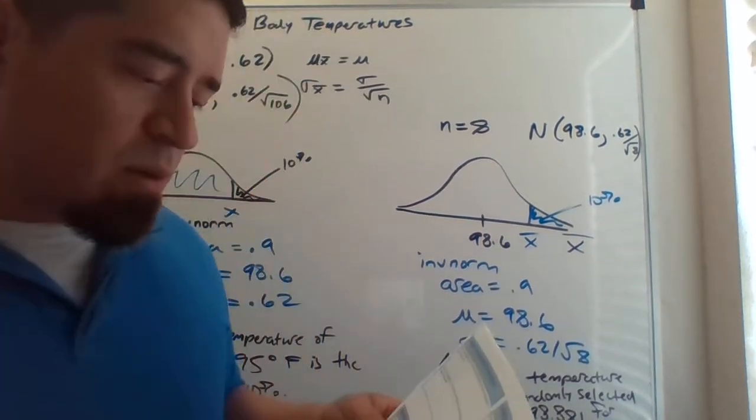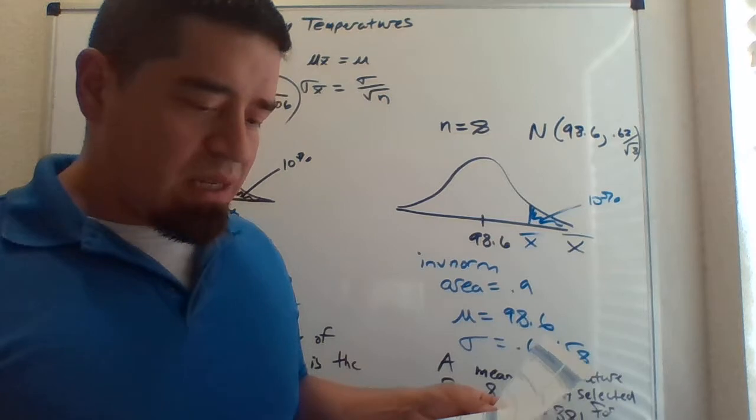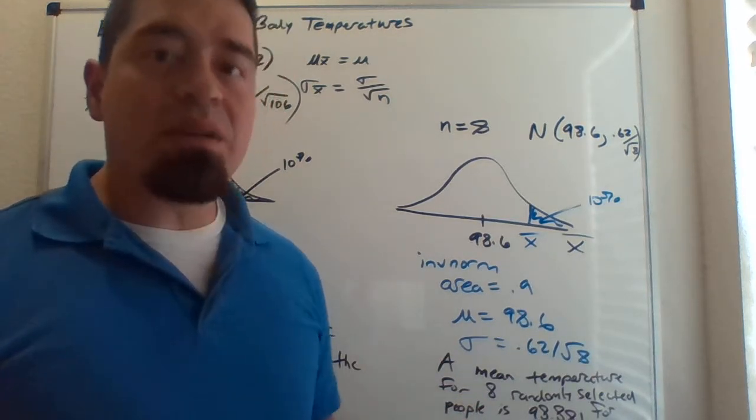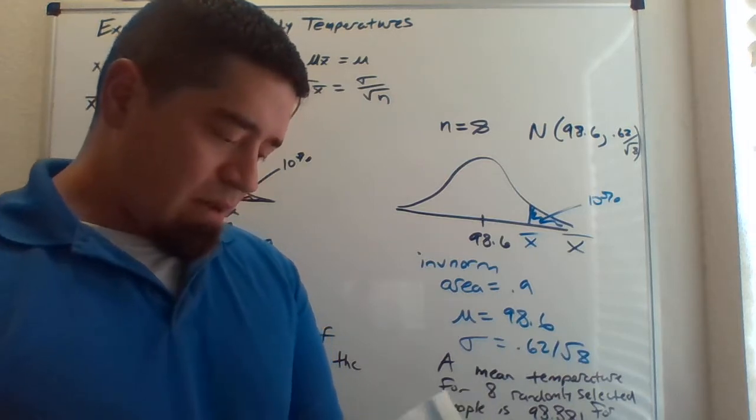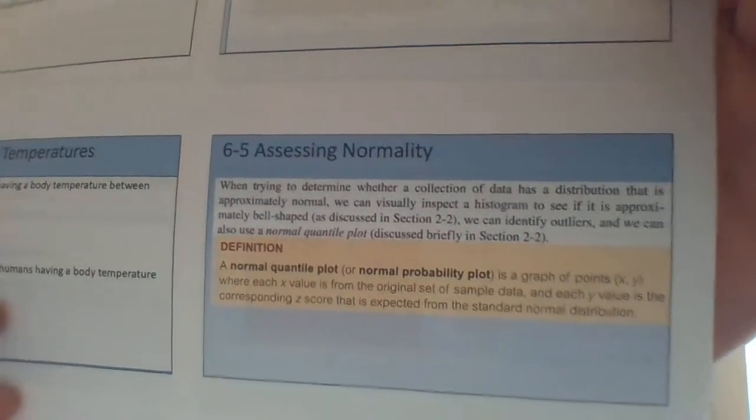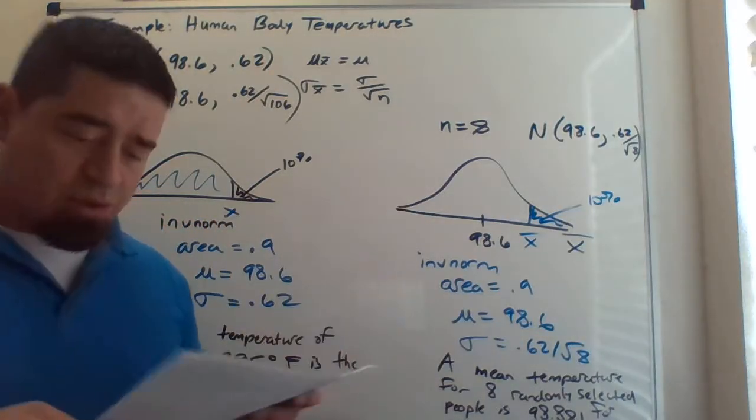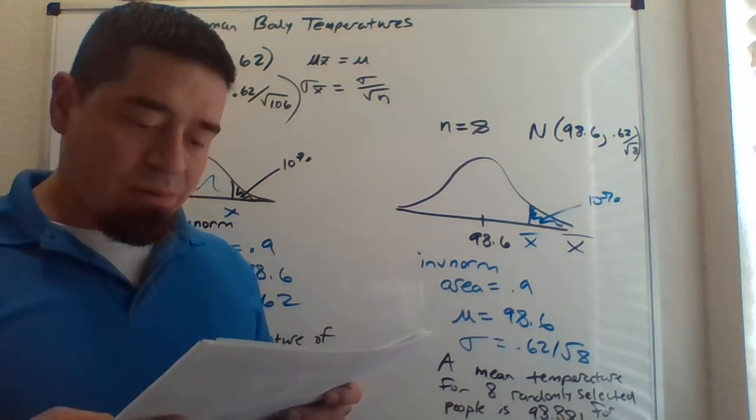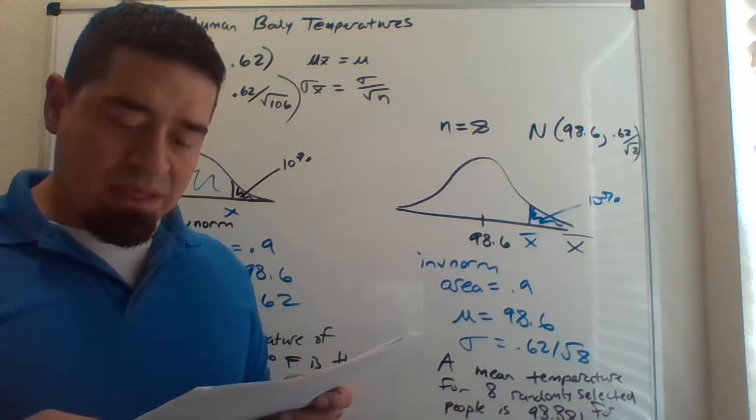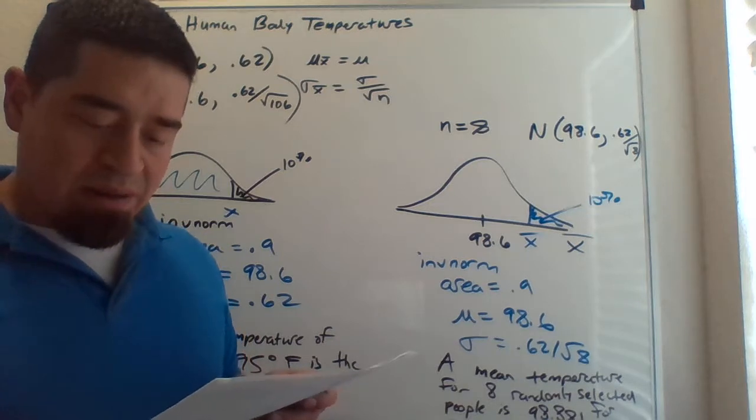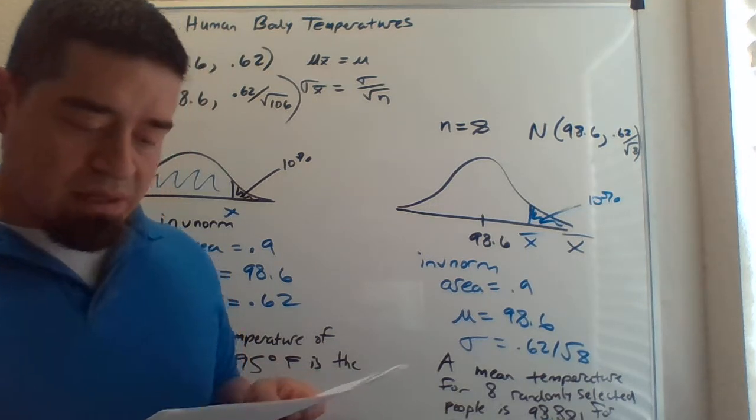Okay, so we're going to cover 6.5. It's not too many. It's only a few slides, and really there's not much calculation that I'm looking for out of this. But let's start with this first slide, which talks about the normal quantile plot. So when trying to determine whether a collection of data has a distribution that is approximately normal, we can visually inspect a histogram to see if it is approximately normally bell-shaped. We can identify outliers, and we can also use normal quantile plots.